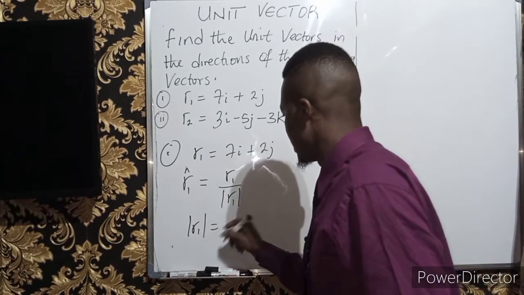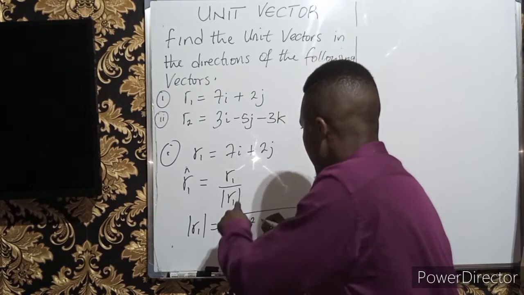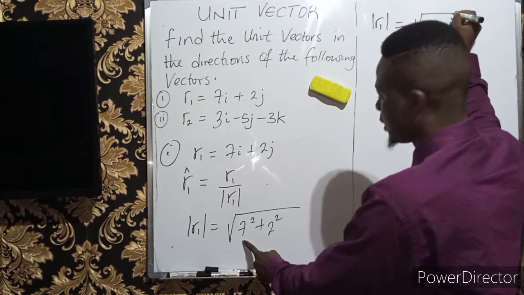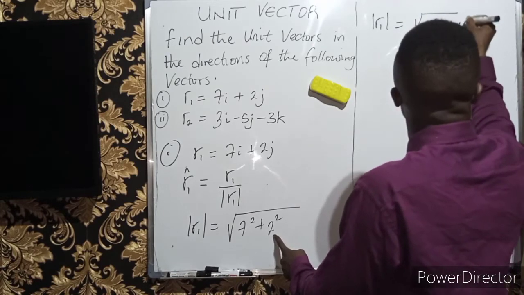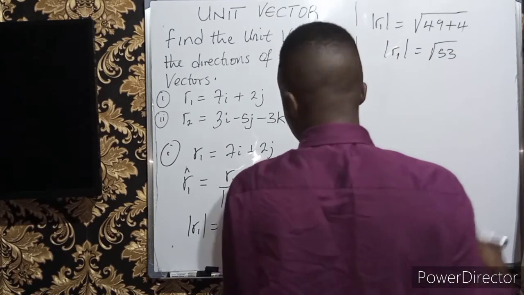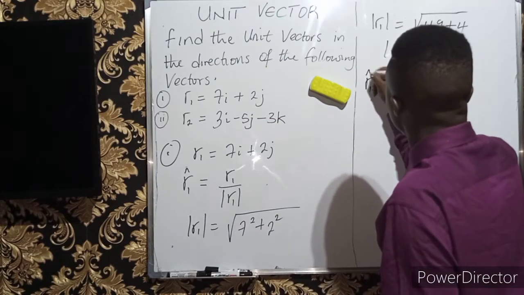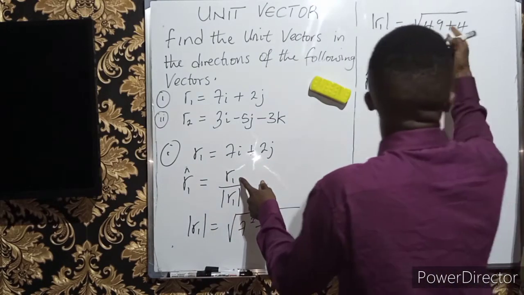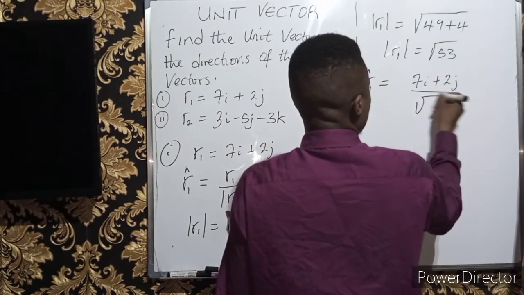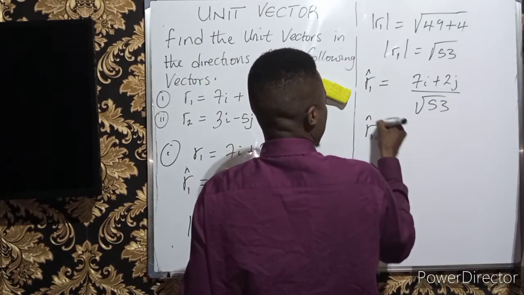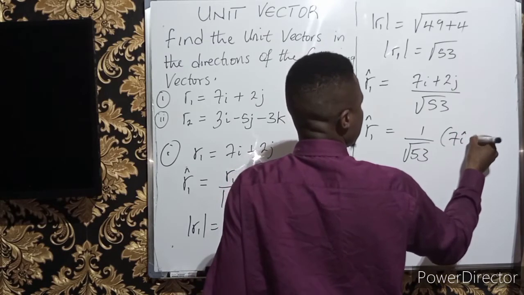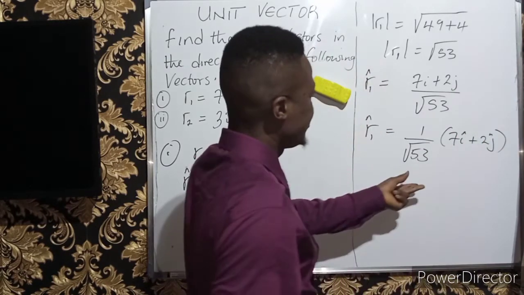The modulus of r1 is the square root of 7 squared plus 2 squared. 7 squared is 49 plus 2 squared is 4, so when I add up, I get the square root of 53. This is just the modulus or magnitude. Then the required unit vector, r1 hat, is the same thing as r1, which is 7i plus 2j, all over the modulus, which is root 53. You can write this as r1 hat equals 1 over the square root of 53 multiplying 7i plus 2j, the same thing.